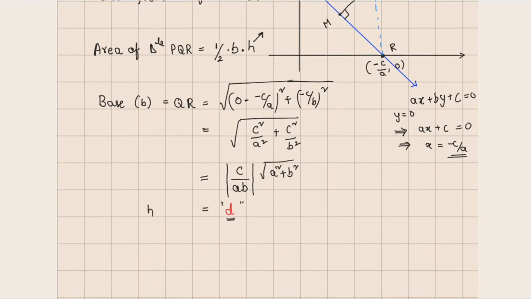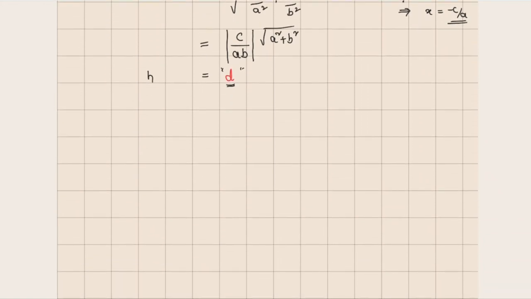Okay, so we know the area of triangle PQR equals half into base, what is the base here? Modulus of c by ab into root over a square plus b square, into what is the height here? d. So this is the area of triangle PQR.